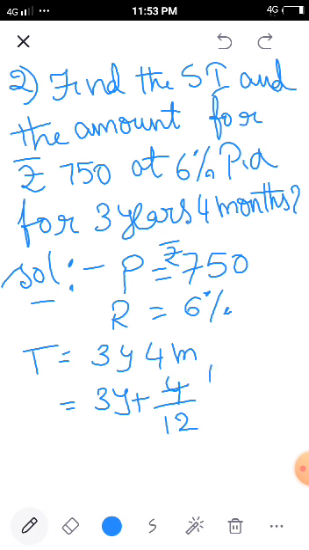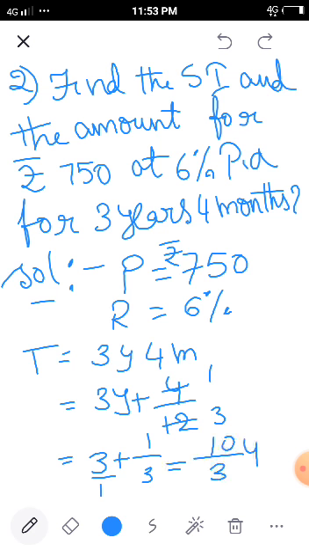So 4 ones are 4, 4 threes are 12, so 3 plus 1 upon 3. Take the LCM of 1 and 3, then it should be 10 upon 3 years.